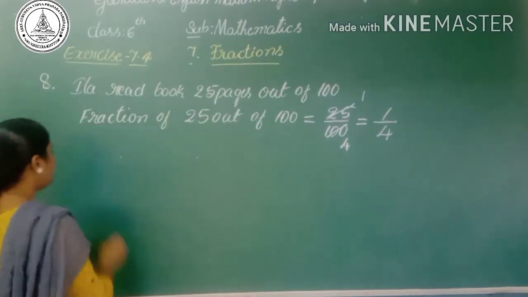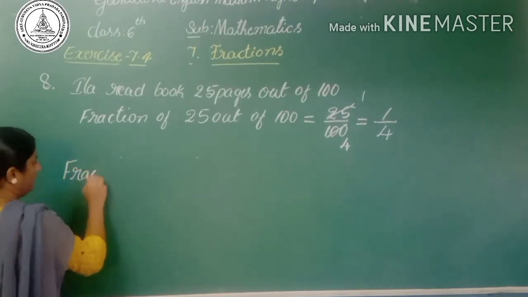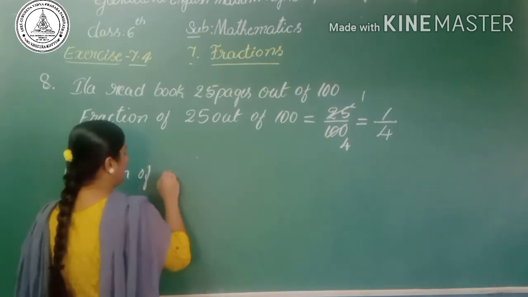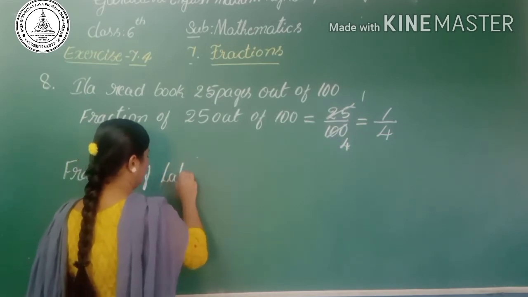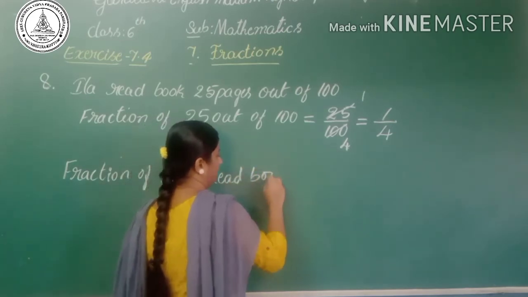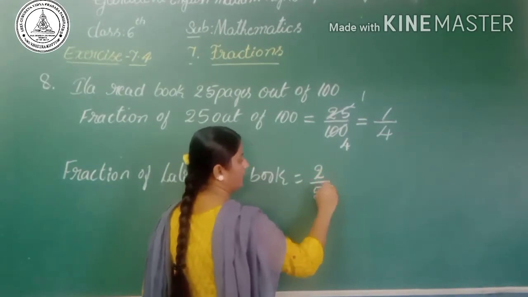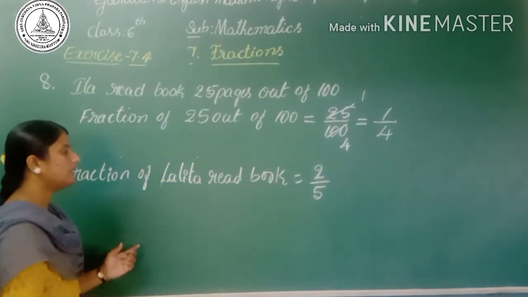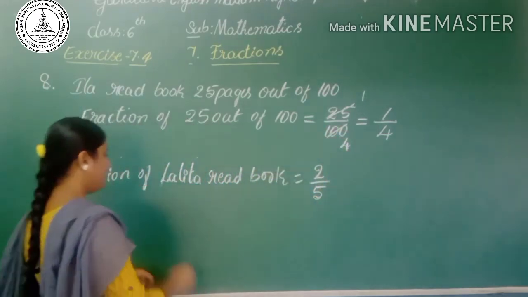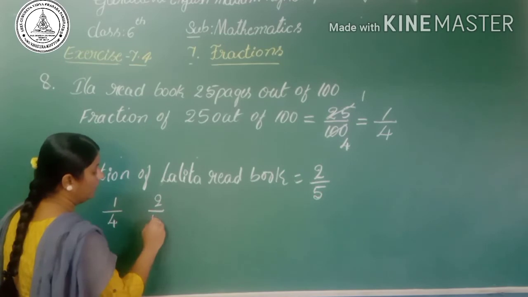Then the fraction of the book Lalita read is equal to 2 by 5. Right? Now see here. Compare these two fractions, 1 by 4 and 2 by 5. Here the given fractions are 1 by 4 and 2 by 5.